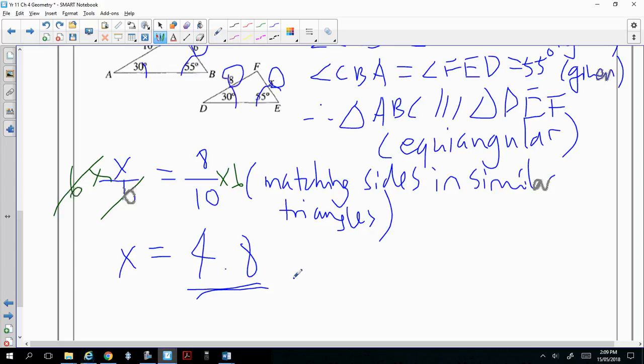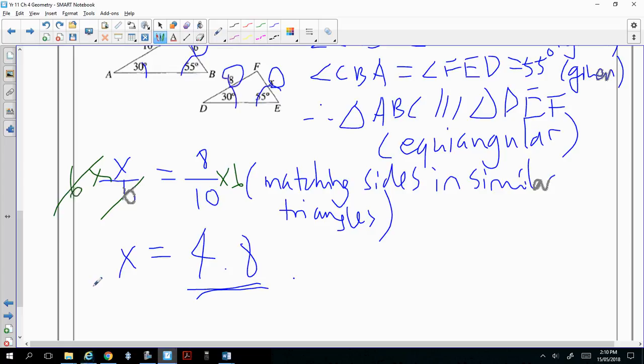Right, we've got another 3 to go through. Similarity is a little bit harder than congruence in some ways, because you have to do a lot more things. Try the next one, see which similarity test you can identify to prove that they are similar.